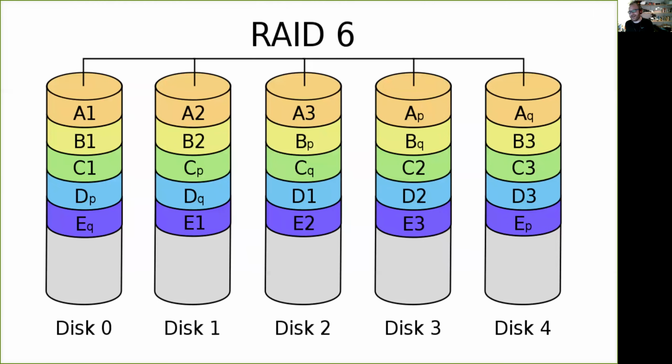RAID 6 has a second parity, or a second block of redundant data, that will allow you to recover from 2 failures. So it's very common to refer to these extra blocks as parity, even though they're not all calculated with XOR. It's somewhat confusing language, but this is a second block distributed amongst our disks that allows us to survive 2 failures rather than 1.